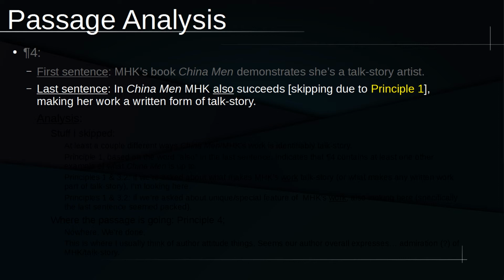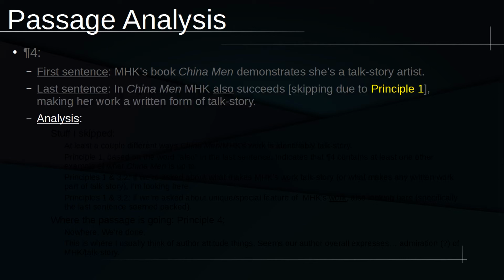But really the important part was that all those nice things, all those complementary things that the author attributes to MHK, the significance of that is that all that stuff makes MHK's work a written form of talk story. So this basically is just another fancy repeat of what we got in the first sentence, which is that MHK's work also shows that she's a talk story person. It's not just that she wanted to and thought of herself as a talk story person. Her works also actually fit the profile of what a talk story person would make.